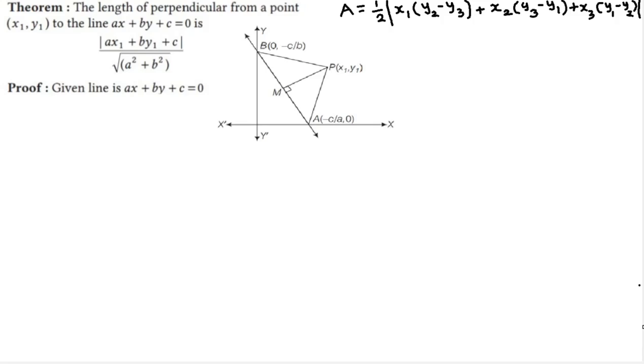The length of the perpendicular from a point (x1, y1) to the line ax + by + c = 0 is the modulus of (ax1 + by1 + c) divided by the square root of a square plus b square. Okay. The given line is ax + by + c = 0.